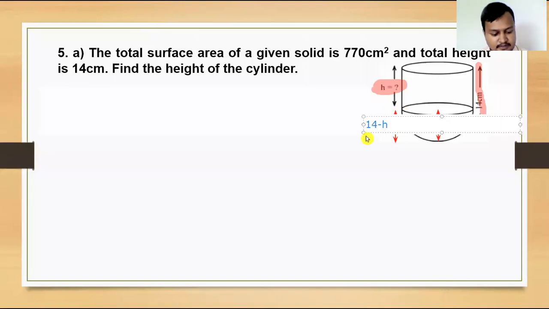The radius of both is the same, whether we say hemisphere or cylinder, because both are combined together. Their two joined circles are the same. That's why the value of the radius is 14 minus h. These values we have to use in our solution.